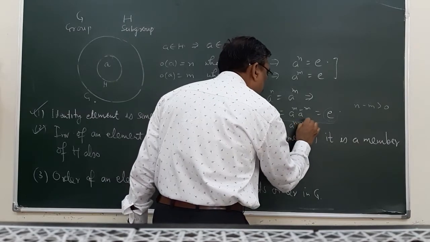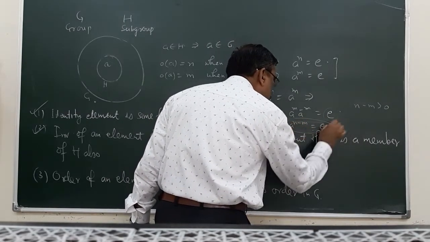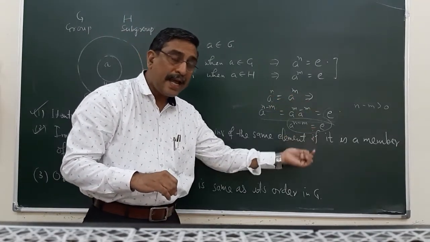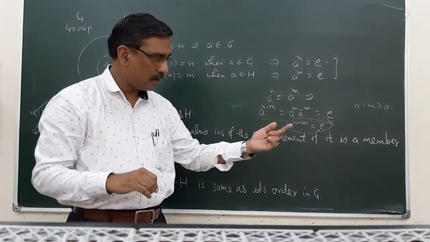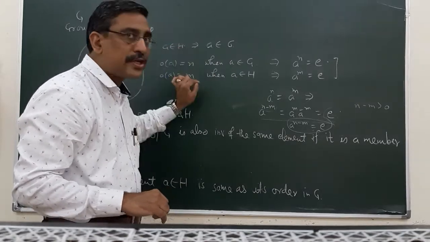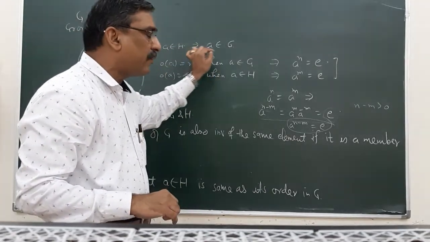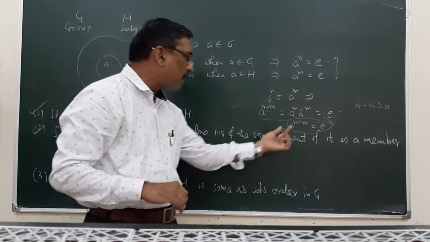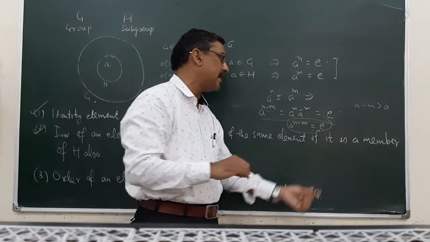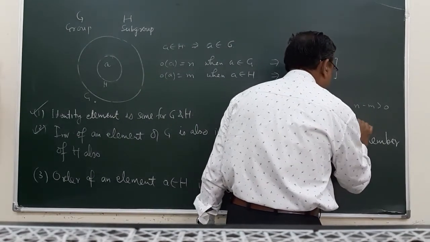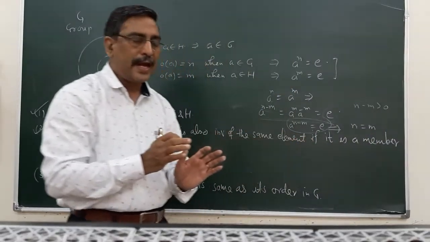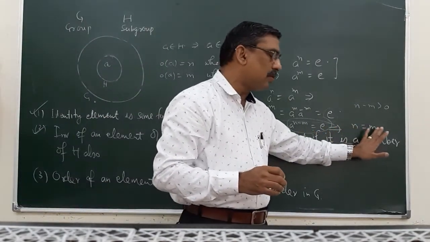This shows A raised to the power N minus M is equal to identity, means order of A is even less than N, which is not possible. Why? Order of A is N. N is the lowest number which gives the identity for the first time. Therefore, A raised to the power N minus M will not give us identity. If it gives identity, then naturally N must be equal to M, means N minus M will be equal to 0, and this shows N is equal to M.